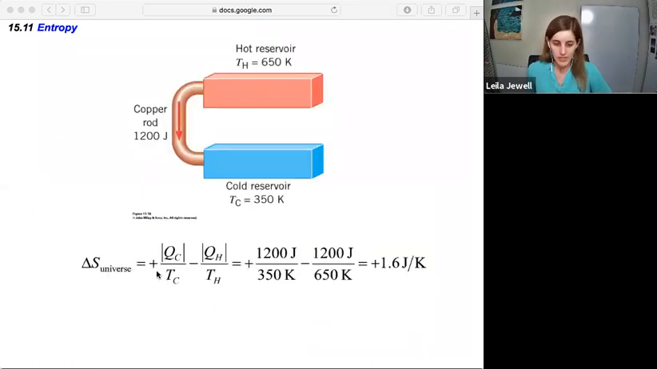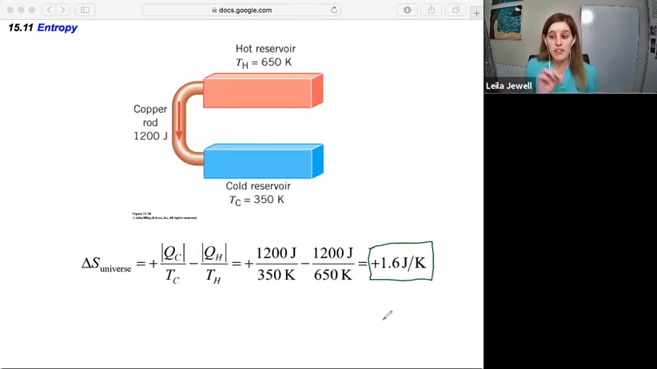All right, so we again have the cold reservoir, QC over TC, minus the change in entropy of the hot reservoir, QH over TH. Now notice in this case, because we don't have an engine in the middle, the QC and QH have the same magnitude, right? It's the same amount of spontaneous heat flow from one to the other, but the temperature on the bottom is different. So overall, our change in entropy comes out to positive 1.6 joules per Kelvin.